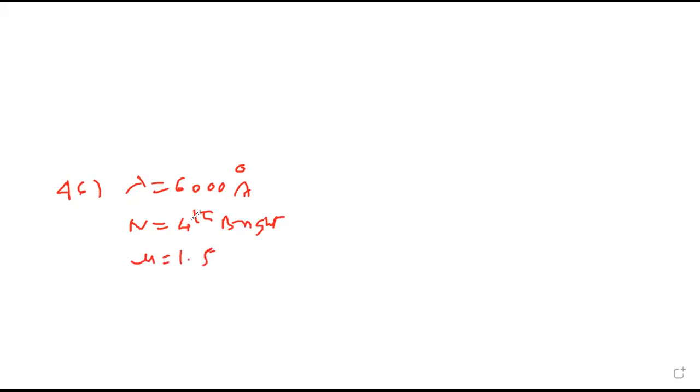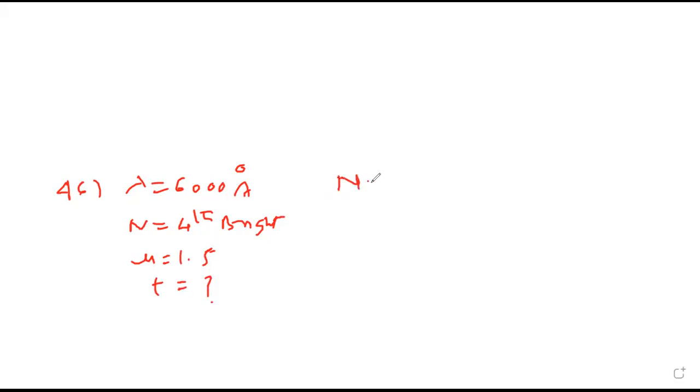46. The central fringe of the interference pattern produced by light of wavelength 6000 Angstrom unit is found to be shifted to the position of fourth bright after a glass plate of refractive index 1.5 is introduced. Then thickness of that glass plate is how much?